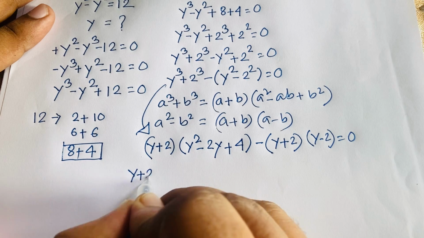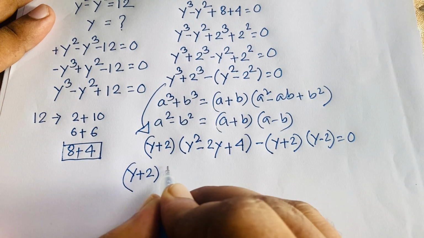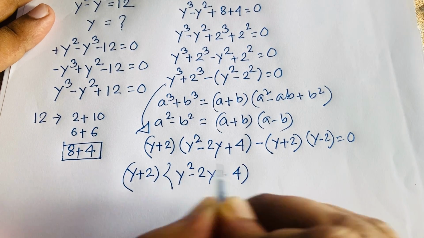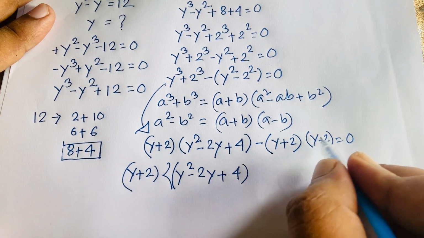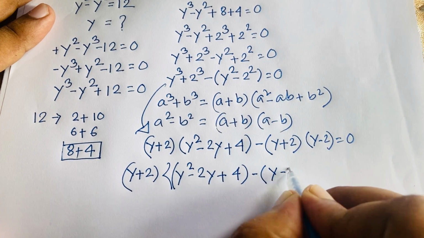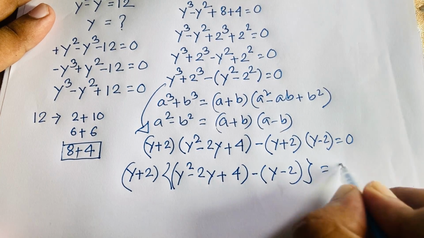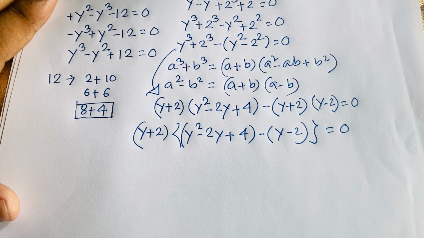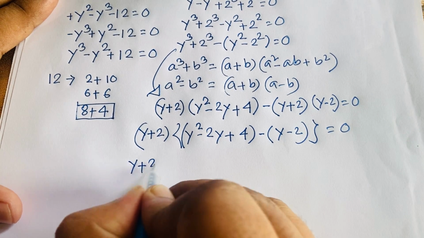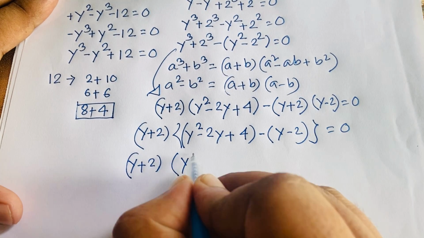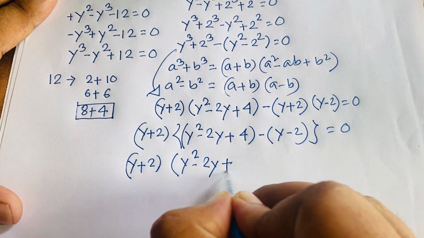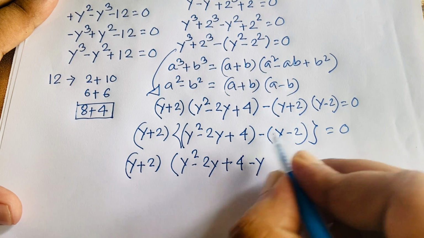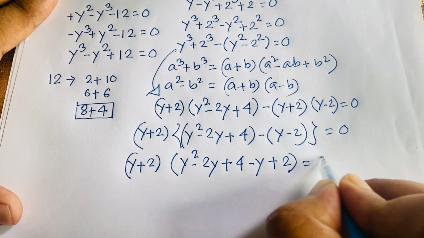Yes, y plus 2, and dividing this, it will be y squared minus 2y plus 4, and dividing this, it will be minus y minus 2. This cancels, and here is 0. Now at this moment I can say easily, here is y plus 2 times y squared minus 2y plus 4, and here is plus, this is minus, plus minus, it will be minus y minus minus, it will be plus 2, is equal to 0.